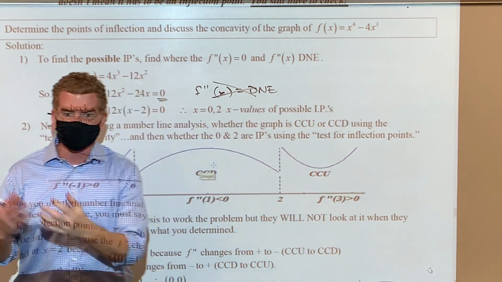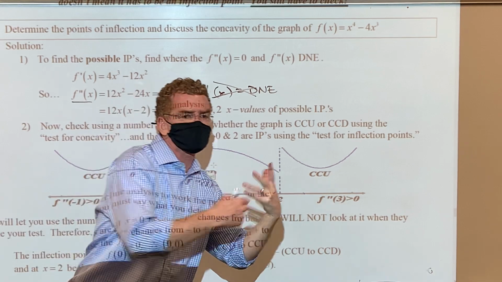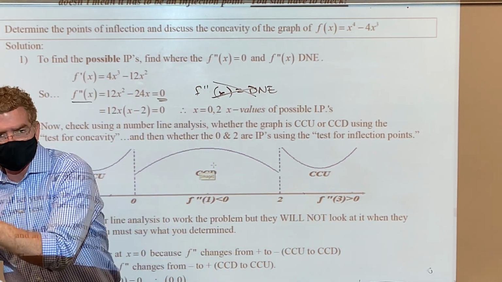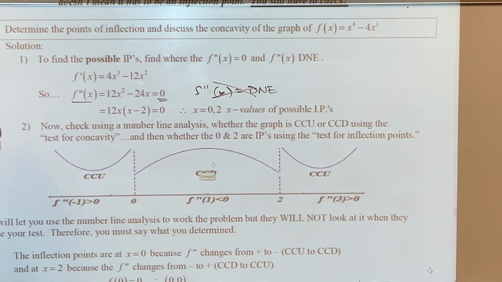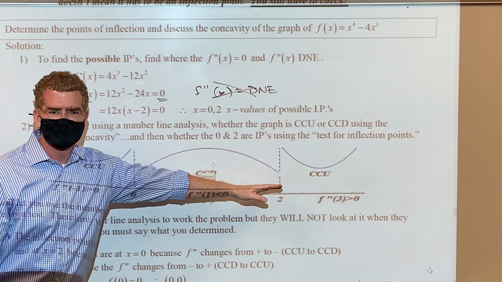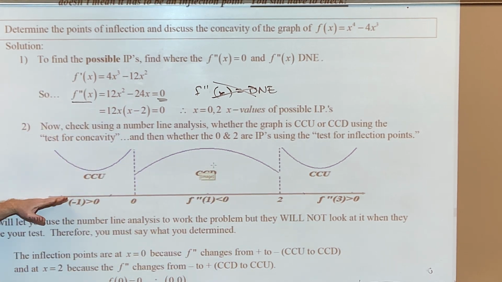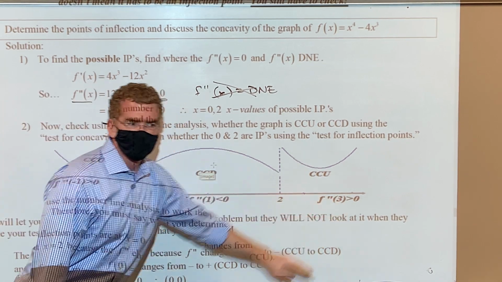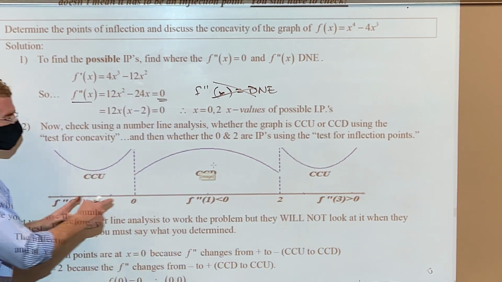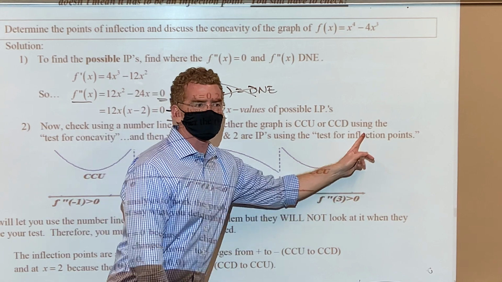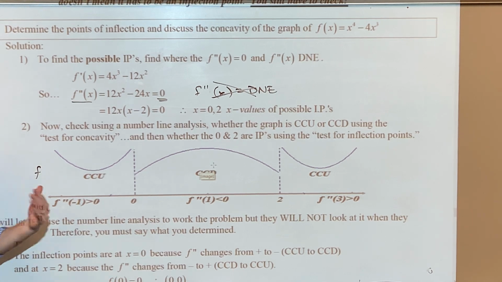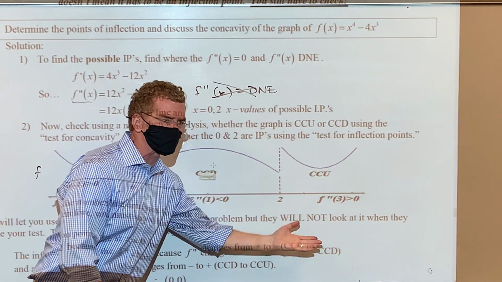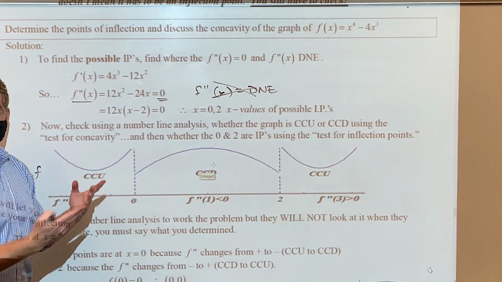So again, just like critical numbers are possible relative maxes and mins, possible inflection points lead you to inflection points, but you still have to check. So we're going to check just like before. But instead of checking where the derivative was positive or negative, we're going to check where the second derivative is positive or negative, and we're going to sketch what the function looks like. I probably should have put F right there. So, and the graph can only change inflection at what?